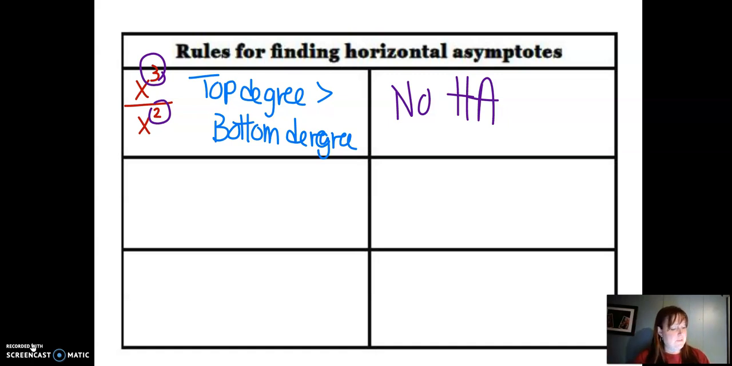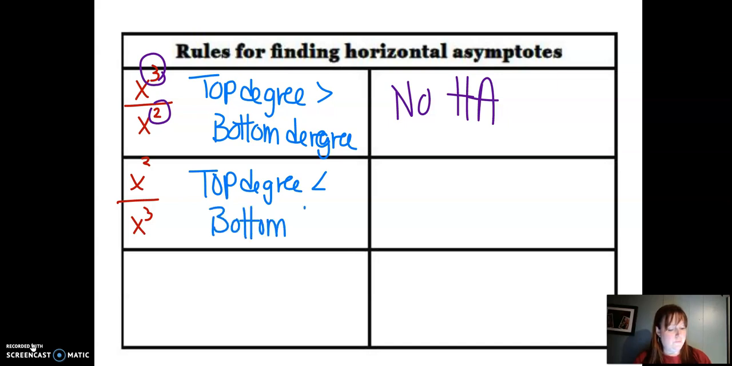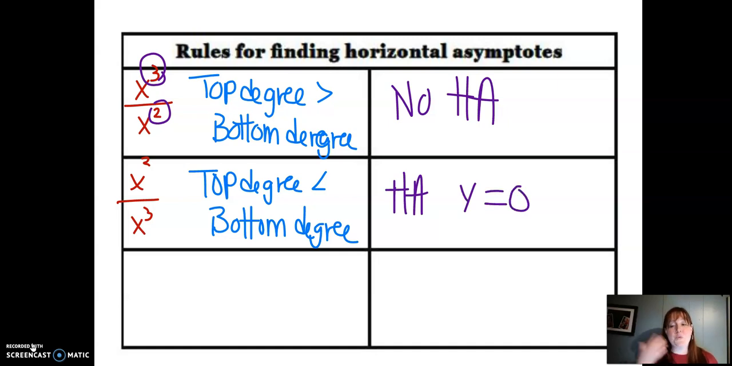If we have something where the top degree is less than the bottom degree, then we have a horizontal asymptote, and it is always at y equals 0. Always. And the reason for that is a big mathy reason. It's because the bottom is growing so much faster than the top, so we end up with a small number divided by a big number. But you don't have to quite understand that. What you do have to understand is that if the top degree is smaller than the bottom degree, we're going to have a horizontal asymptote at y equals 0.